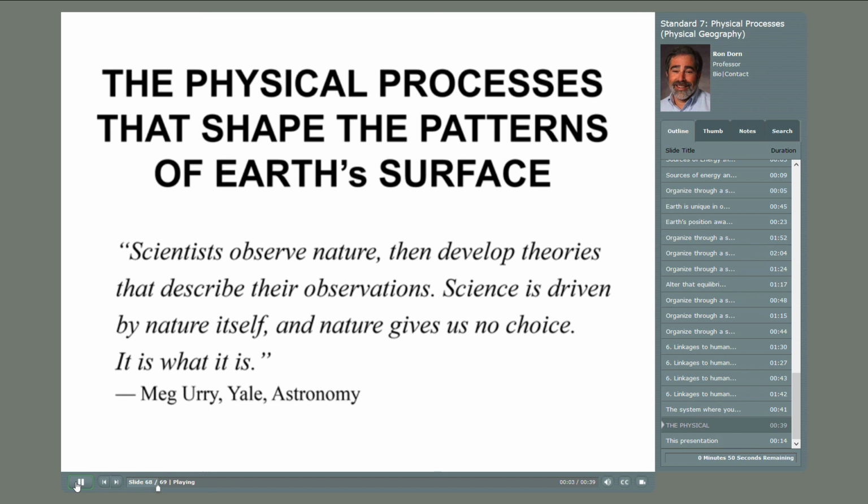In summary, I love this quote by Meg Urey. Scientists observe nature, then develop theories that describe their observations. Science is driven by nature itself, and nature gives us no choice. It is what it is. Embedded in Meg's quote is the idea of patternicity. We as a species are driven to observe patterns, to make observations, to think about them scientifically. And that's what the standard is all about.